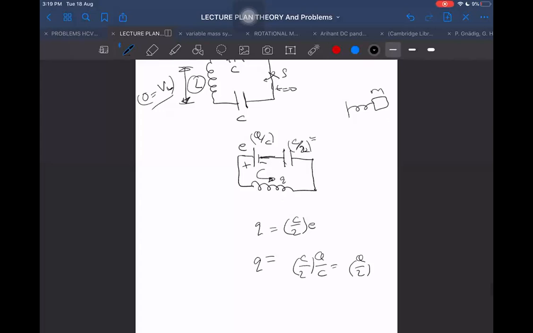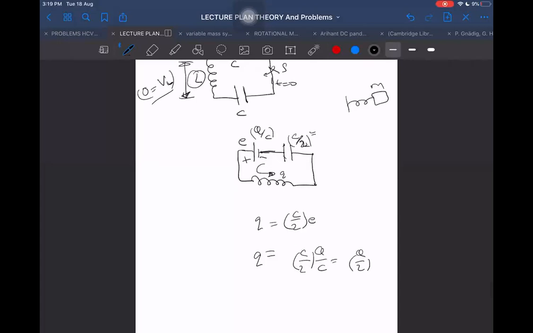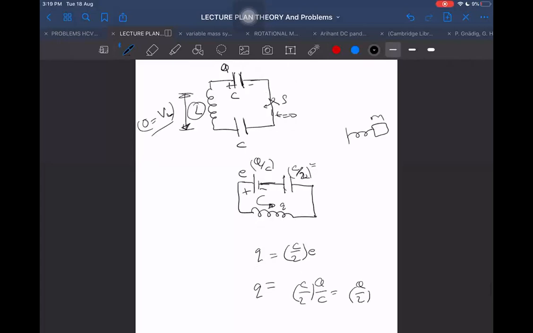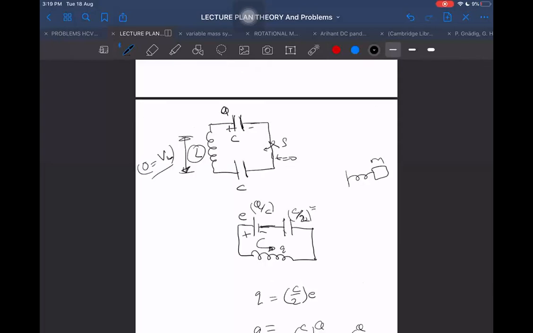E will be 2Q by C. E will be, let me check once. No, E is Q by C only. What is the problem? Why? This has an equivalent here. This has Q charge and C capacitance. Then how will I get 2Q by C? Tell me. Right? It is just Q by C only.